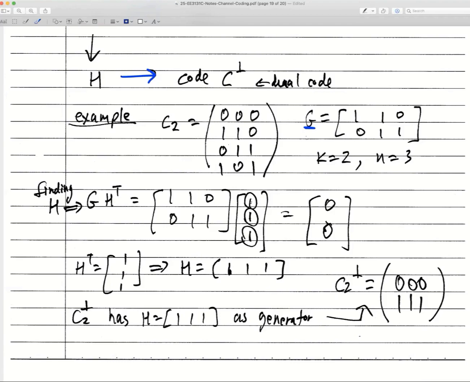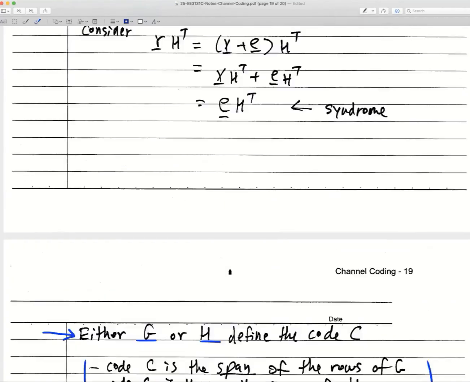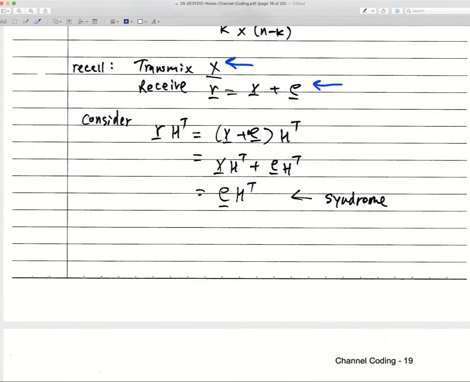So that tells you that H allows you to check if something is a code word. If you receive something and that received vector R times H transpose is not 0, you know you don't have a code word. But based on this idea here, you're getting a look at the error. You don't know the error, but you get a look at it. You get E H transpose. And we're going to just essentially consider this as the syndrome.